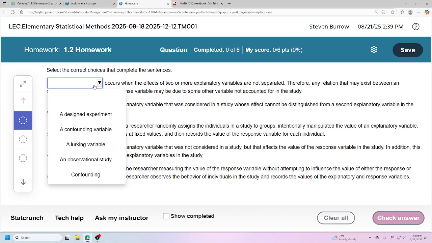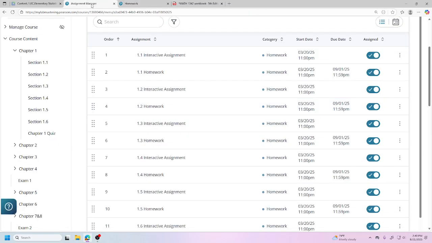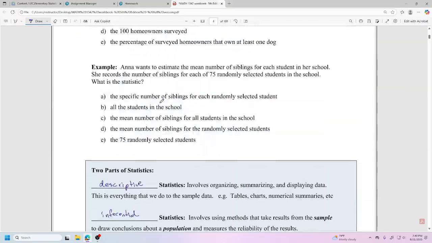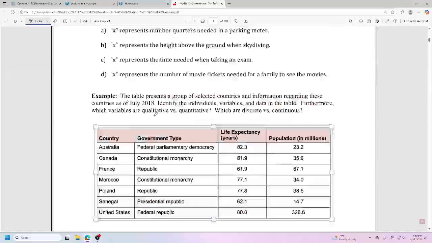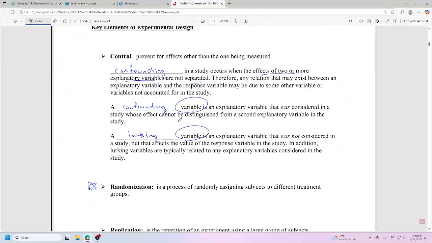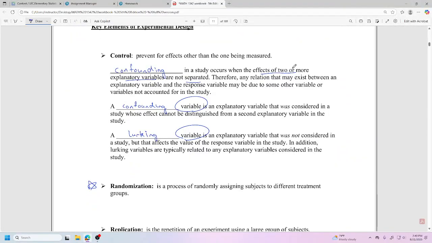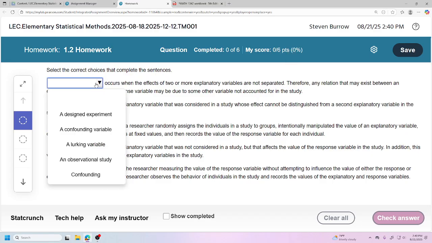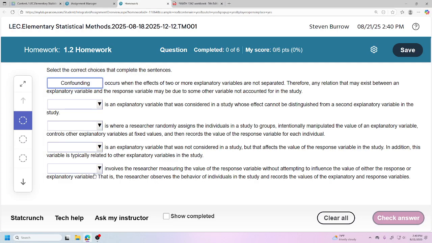So again, a lot of stuff here. And look, we talked about some of these today, right? Didn't I talk about the whole lurking, confounding thing? I didn't go too far into it, mainly because all we're going to do is match it up. Where did it? Well, right here. A study that occurs, effects of 2 or more explanatory variables not separated. Which one would say 2 or more not separated? Is it the top one right here? That's the only one that I see like that. So that must be this confounding thing.